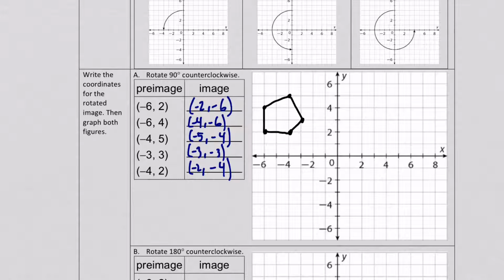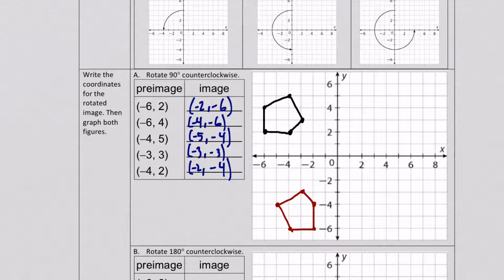And then I'm going to do the image. -2, -6 right here. -4, -6 right there. -5, -4 right there. -3, -3 right there. -2, -4. You connect them. And there's your image. That is a 90-degree rotation counterclockwise.